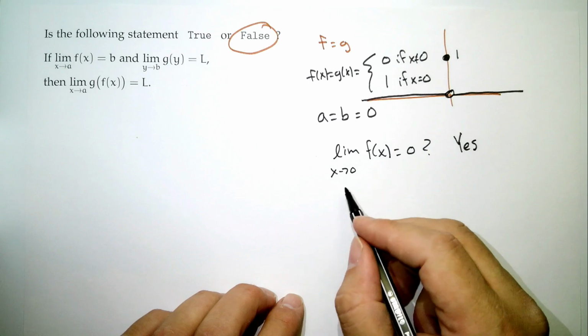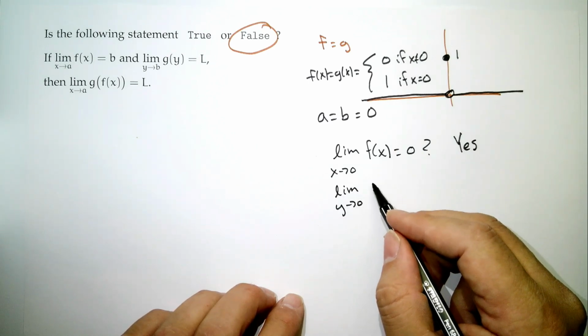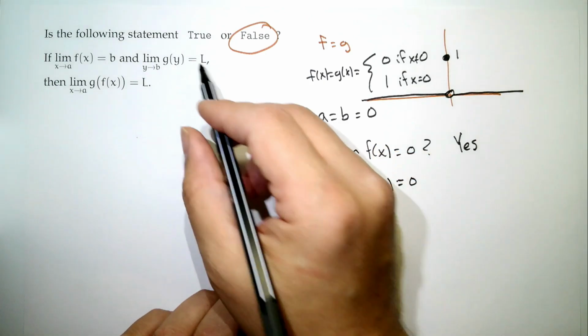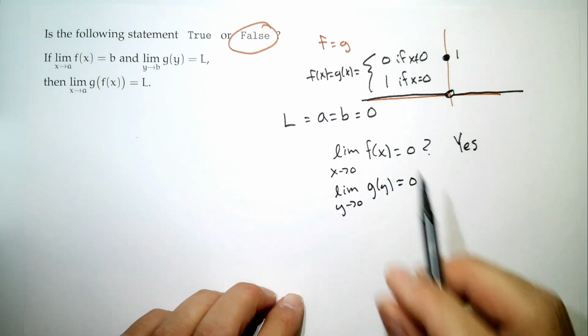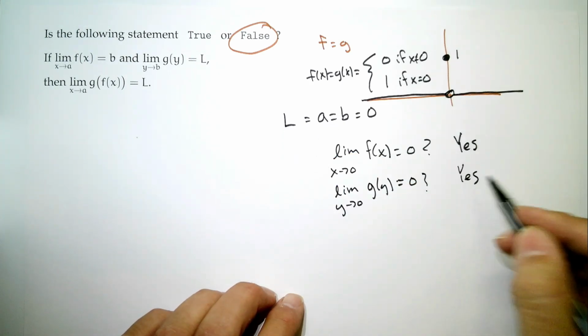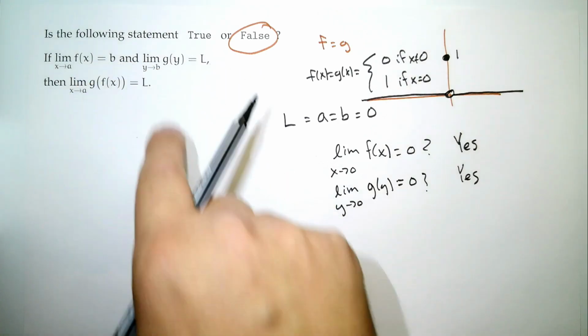So now we go to our next statement. Does the limit as y approaches 0 of g of y equal 0? I guess I should have said what L is. So I'm going to let L equal 0 as well. And the answer is still yes, because it's the exact same function. I'm approaching the same point. All I've done is switch the variable names. So far, both of these assumptions are true.